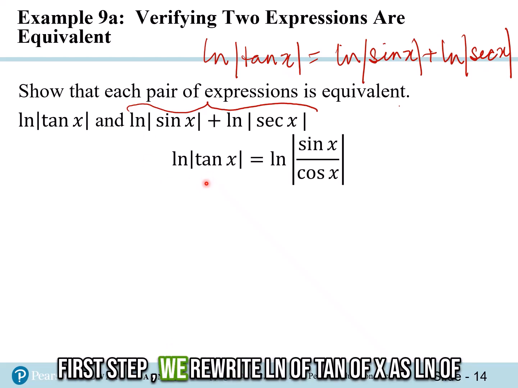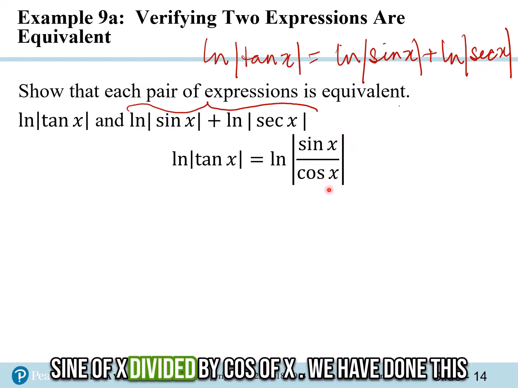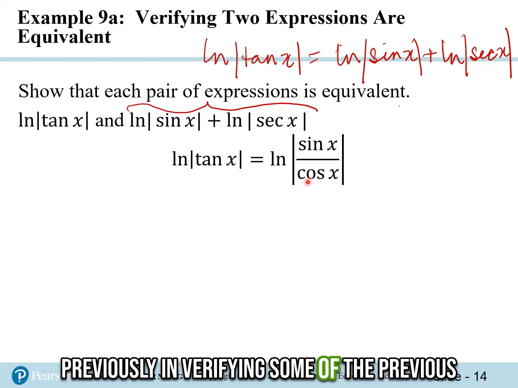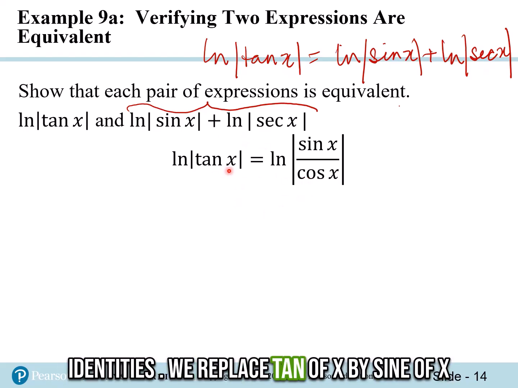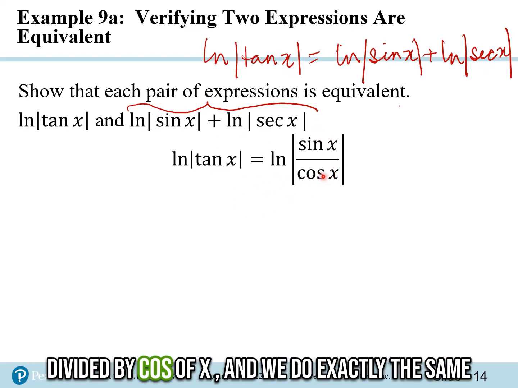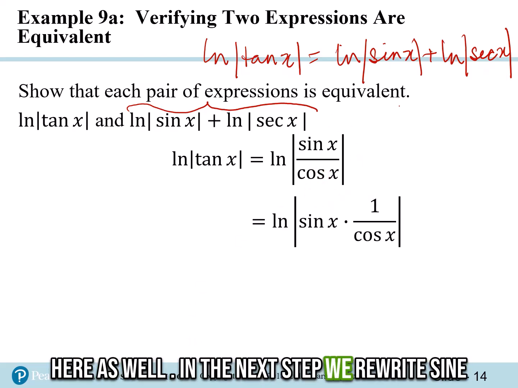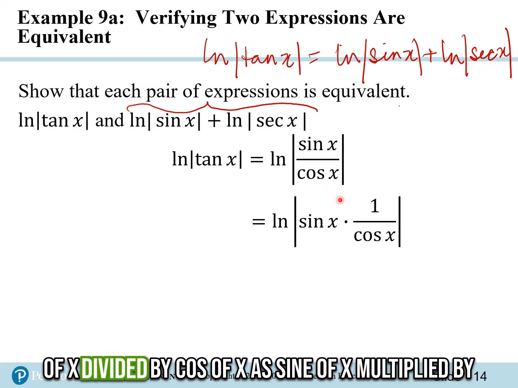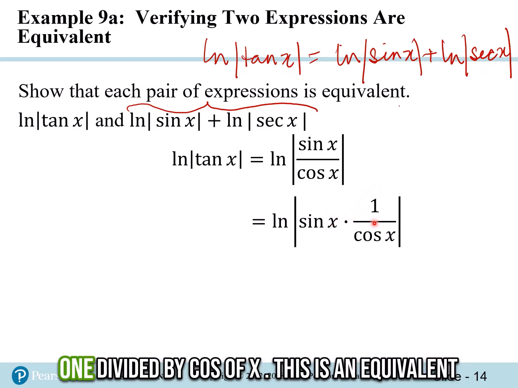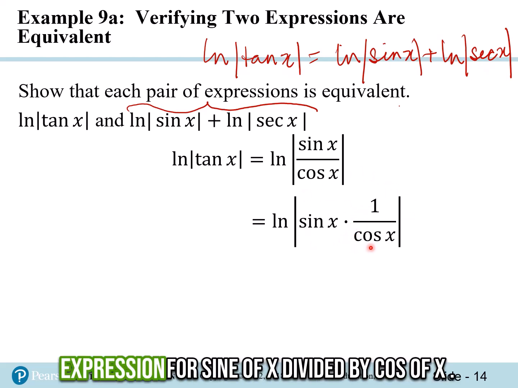In the first step, we rewrite ln of tan of x as ln of sine of x divided by cos of x. We have done this previously in verifying some of the previous identities. We replace tan of x by sine of x divided by cos of x, and we do exactly the same here as well. In the next step, we rewrite sine of x divided by cos of x as sine of x multiplied by 1 divided by cos of x. This is an equivalent expression for sine of x divided by cos of x.